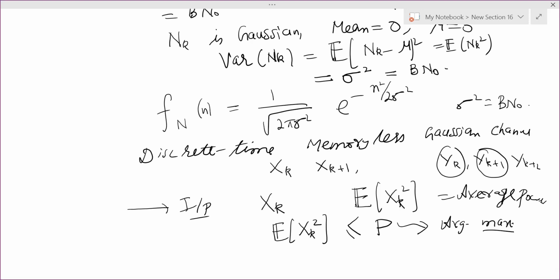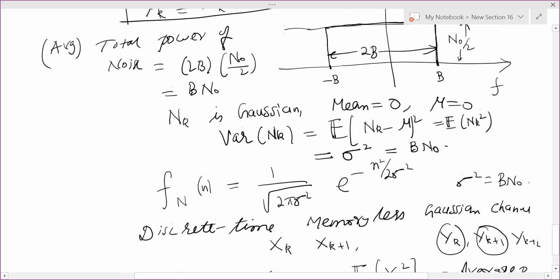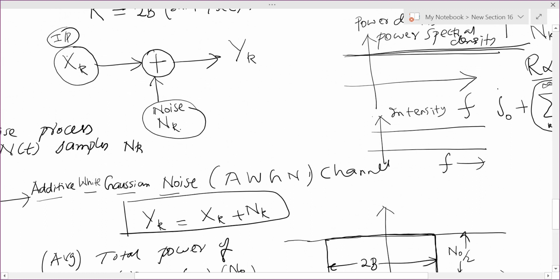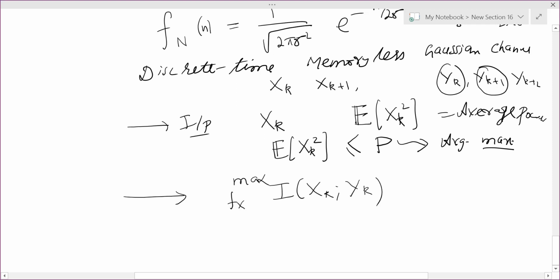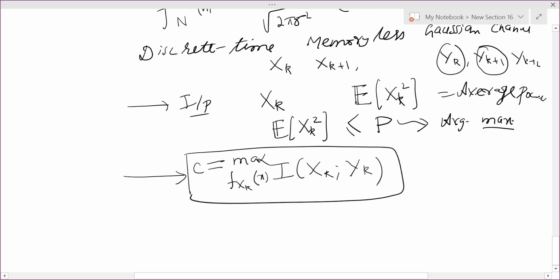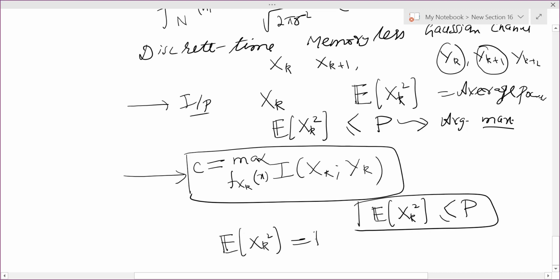Now comes the question: what is the rate of information flow? In other words, in this channel model where the noise is additive, xk is input, yk is output, what is the mutual information between xk and yk? Definitely you will write I of xk; yk, and you want to maximize it. You can maximize it with respect to the input distribution, which is f of xk of x. This will be called the channel capacity of this Gaussian channel, and there will be a constraint that the input power cannot exceed P. In fact, the best you can do is take it equal to P for all samples.